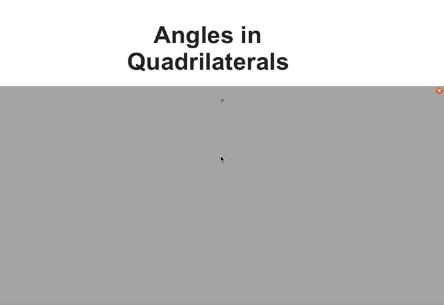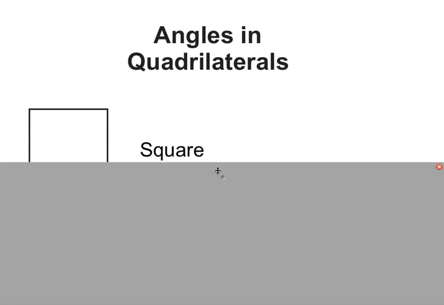In this video, we're going to talk about angles in quadrilaterals. In the previous video, you learned what quadrilaterals are. The most basic definition is that a quadrilateral is any figure that has four sides, four angles, or four vertices. Let's talk about the angles in quadrilaterals.